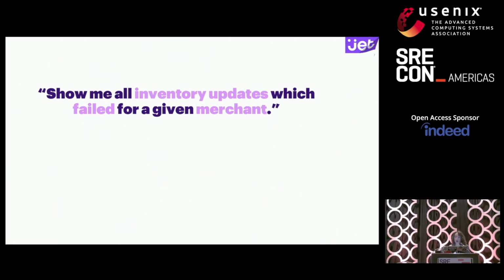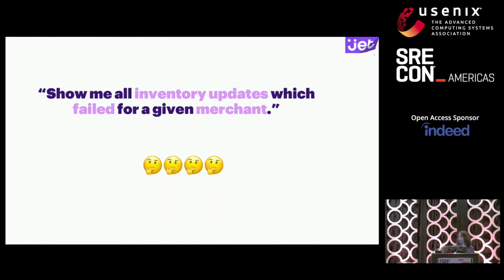Show me all inventory updates which failed for a given merchant. So let's unpack that a bit, right? What is an inventory update? Well, we don't know yet, but it's something that can succeed or fail. So we know these actions can succeed and fail, and apparently we want to do a join or a group by on a merchant. We want to know for each merchant what the failure was for that inventory update. So that's a really complex query. It involves a lot of moving parts.